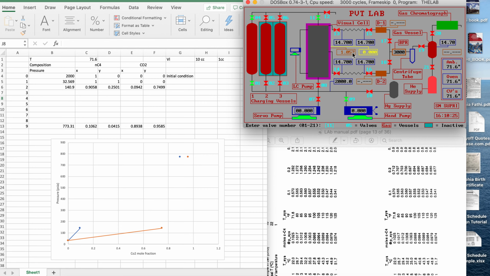I'm going to close valve 11. If it gives me the bubble point, just give 2000 as an estimate. And then I'm going to close valve 4, close valve 1, and open valve 8. Everything is in order. And now I'm just going to shake this out.